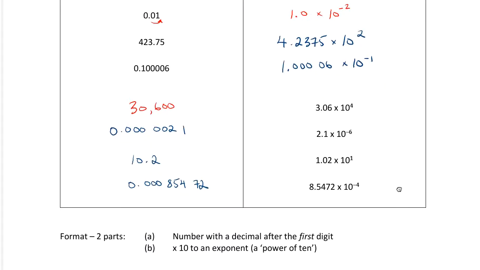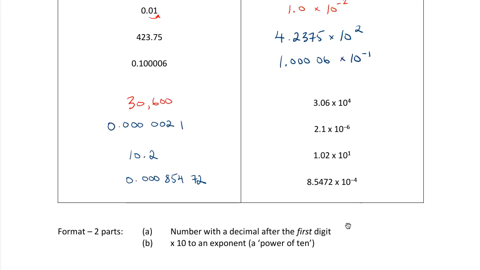So once again, the format of scientific notation is a number in 2 parts, one with a decimal after the first digit. If you look up through all of these, you see we always have 1 digit and then a decimal and then the rest of the number, and then multiplied by a power of 10.